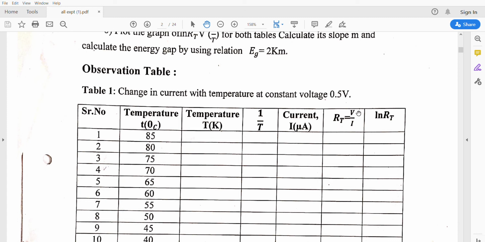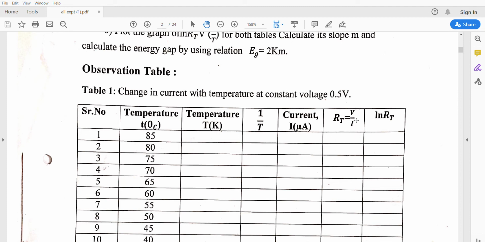So the voltage is already 0.5 volts. We can take the current at this particular temperature, so we can calculate the resistance at 85 degrees centigrade. In the same way we can calculate the resistance at 80 by taking the ratio of the already fixed voltage value 0.5 upon the current value, which is measured from the ammeter. So by taking that ratio we can calculate the resistance at that particular temperature.